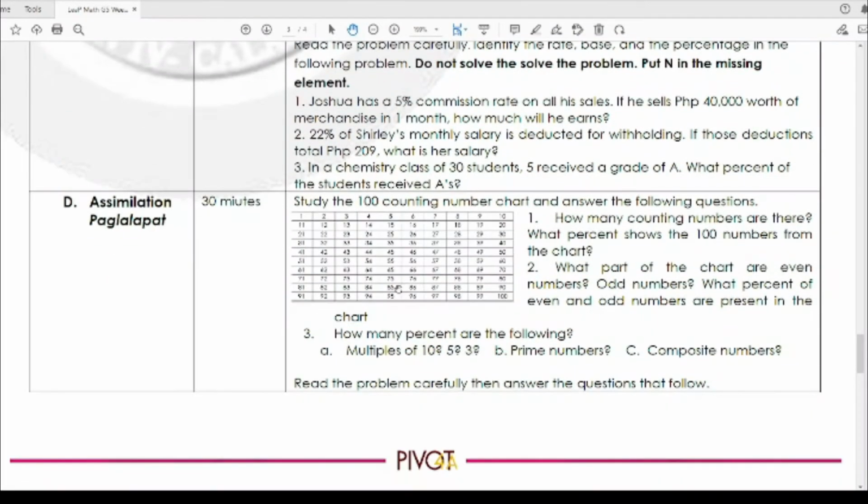Let's continue. Study the 100 counting number chart. This chart has 100 counting numbers. Answer the following questions. How many counting numbers are there? What percent shows the 100 numbers from the chart? What part of the chart are even numbers?